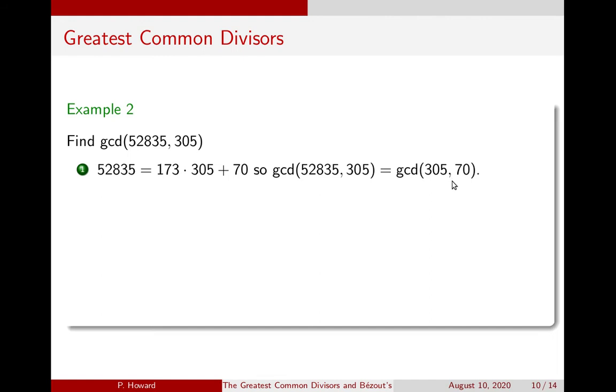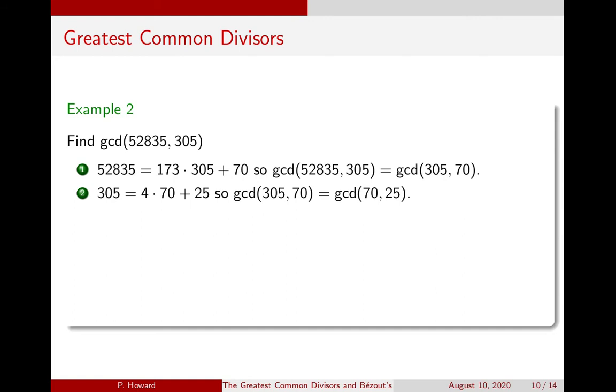So we are going to repeat the procedure. We will divide 305 by 70. If you divide 305 by 70, you get a quotient of 4 and a remainder of 25. So using fact 2 again, that tells us that the greatest common divisor of 305 and 70 is the same as the greatest common divisor of 70 and the remainder from the second division, namely 25. We have reduced the problem again to finding the greatest common divisor of two even smaller numbers.